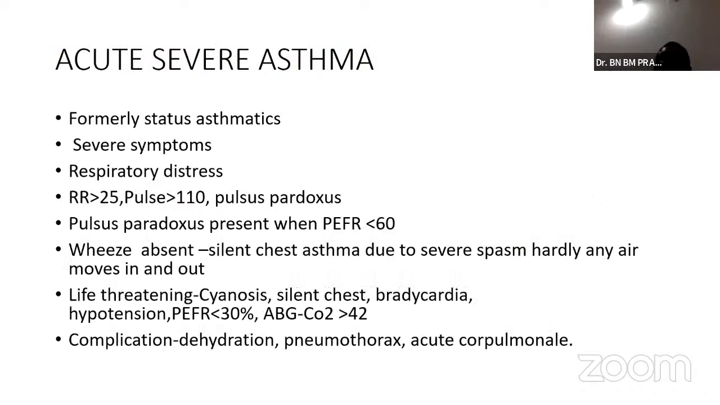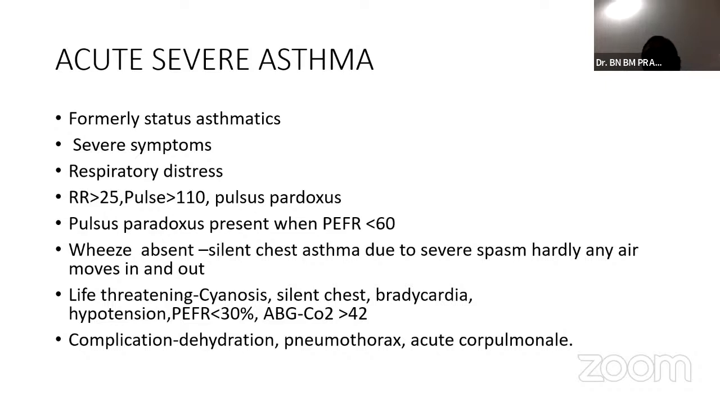What exactly is acute severe asthma? It was earlier called status asthmaticus. They will have serious symptoms. What are the symptoms of asthma? They will have breathlessness, wheezing, cough. These are the hallmark features. And they will have severe symptoms, and they are in respiratory distress. The respiratory rate is more than 25. Their pulsus paradoxus, that means there's an inspiratory fall in the blood pressure, will be more than 10. And in case of severe asthma, it is more than 25. And also the pulse rate is high. They have tachycardia.